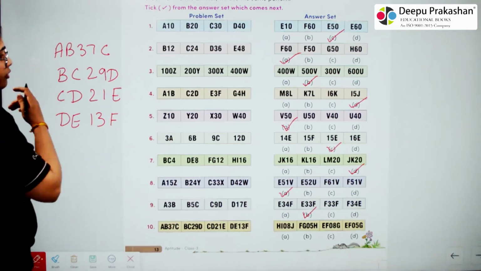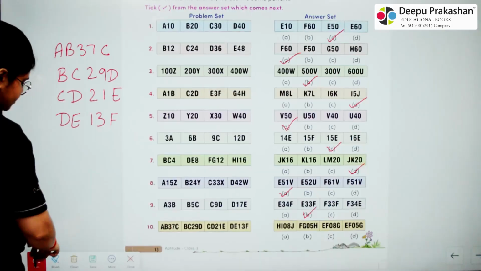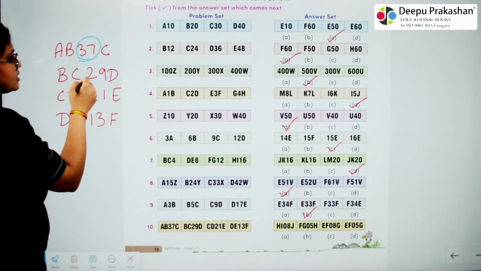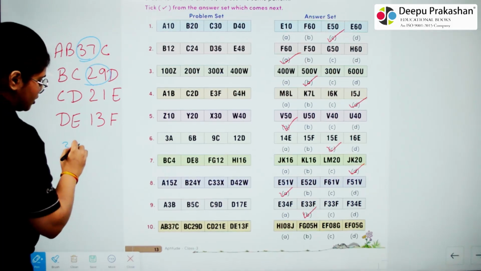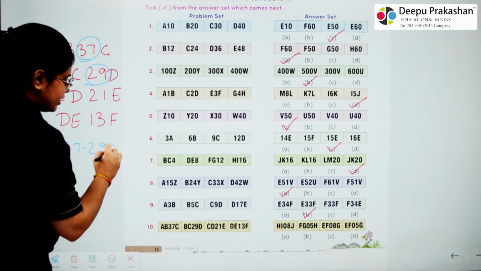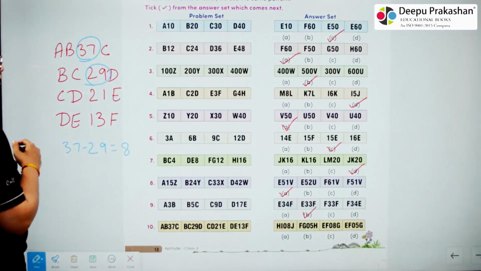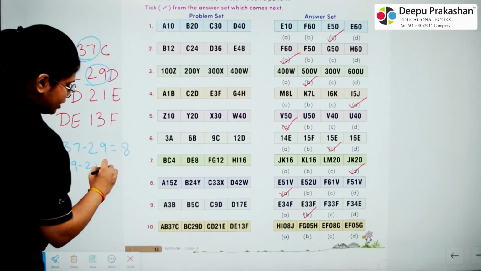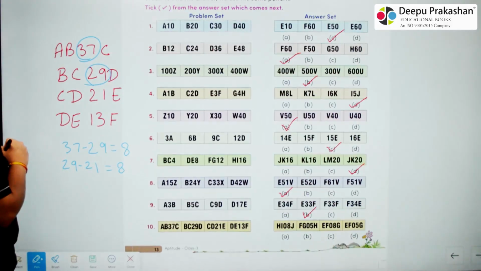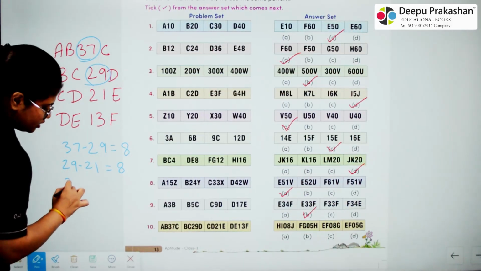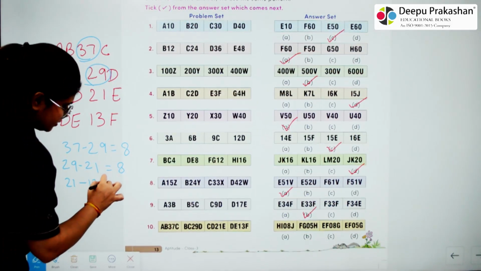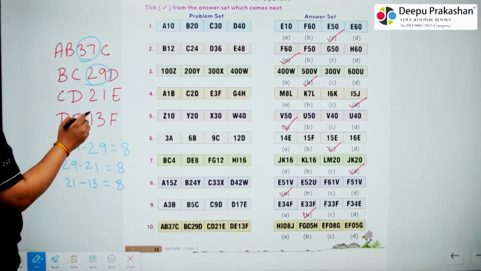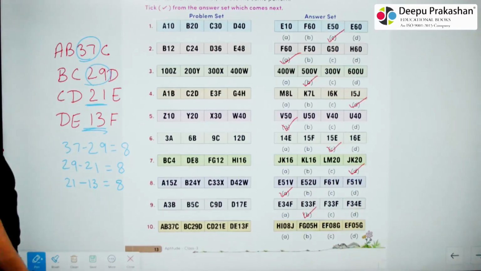So we have to identify the pattern between the numbers. First we will subtract 37 and 29. We get the answer as 8. On subtracting 29 and 21, we get the answer as 8. And on subtracting 21 and 13, we again get the answer as 8. That means the difference between the numbers is 8.